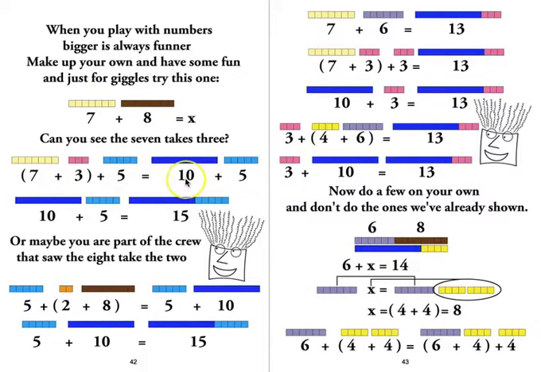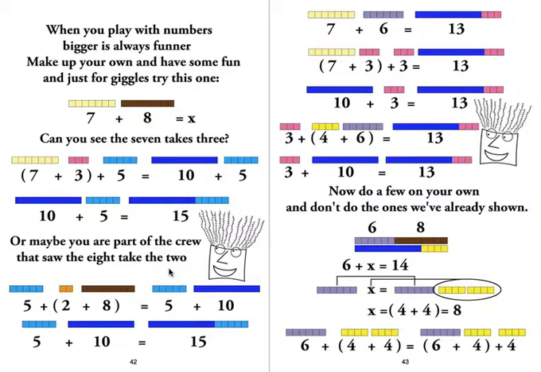5 left over. So 7 and 8 is the same thing as 10 plus 5. And we have a name for 10 plus 5. 10 plus 5 is 15. Or maybe you're part of the crew that saw the 8 take the 2. Same thing, right? We just have the 8 take the 2, and we get 15 the other way. So here it is. Either the 7 takes the 3 or the 8 takes the 2. Either way, you wind up with 10 and 5.